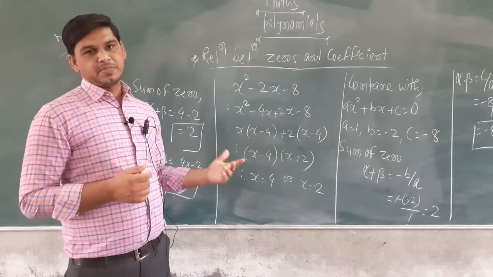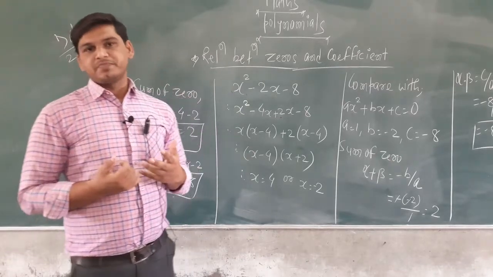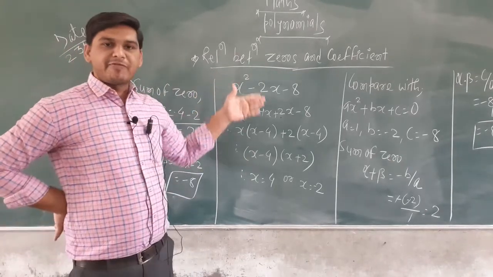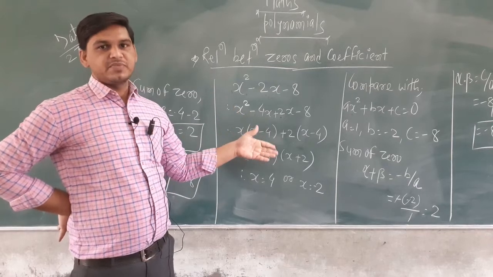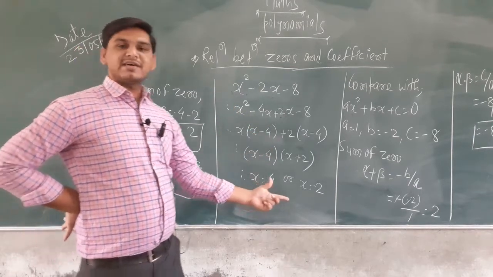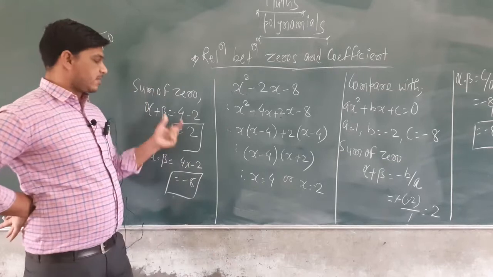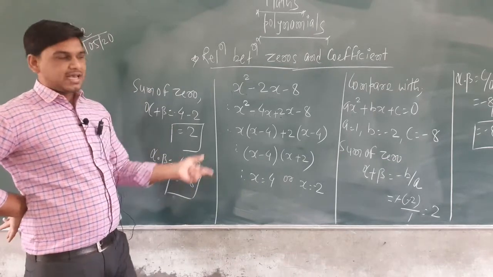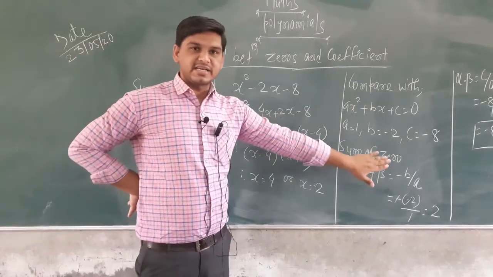We use this formula. To find the zeros, first we factorize the quadratic equation. Then, whatever zeros we get, we use the sum of the zeros and the product of the zeros and compare them with the standard quadratic equation.